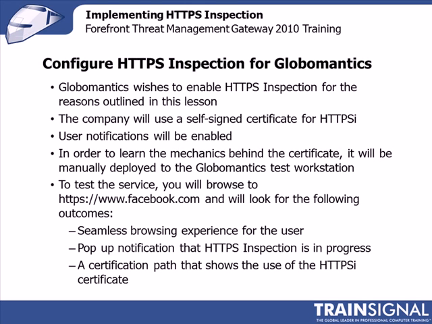Now, during this process, we're going to be doing a number of things. We're going to configure HTTPS inspection, create the self-signed certificate, and deploy that certificate to the GlobalMantics test workstation. So there'll be a lot happening, but it's going to be better than reading the PowerPoint. So from here, we're going to move over to the lab environment and move on with the implementation of HTTPS inspection.